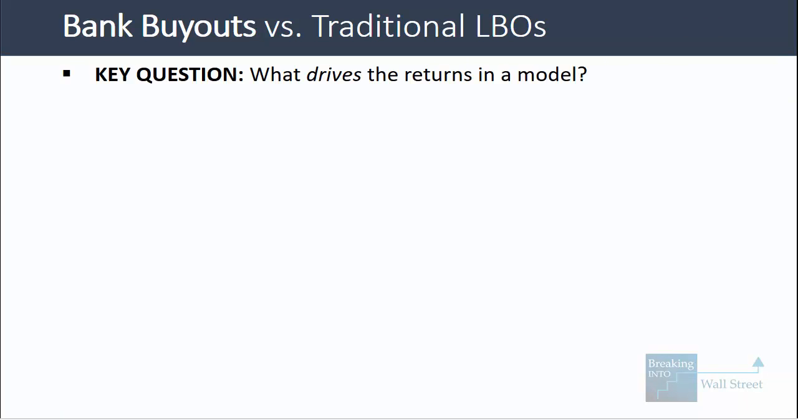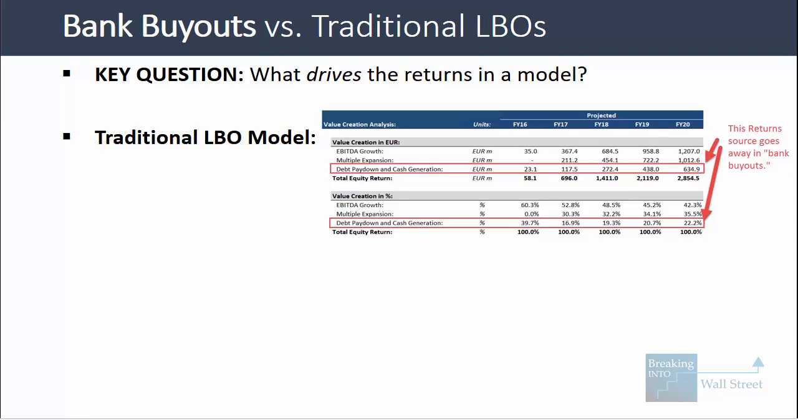Here's an example. If you set up a returns attribution analysis in a traditional LBO model, the main sources are EBITDA growth, multiple expansion, and debt paydown and cash generation. In a bank buyout model, the first two still apply. Of course, EBITDA doesn't apply. You use different metrics, but you could still expand financially and you could still grow the company's multiple.